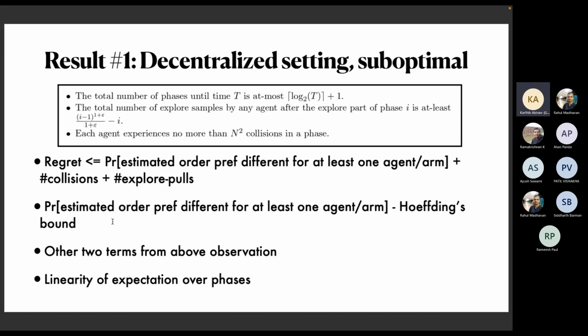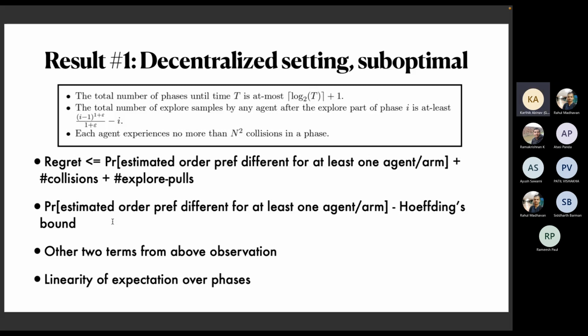First step is how many times you make an error, conditioned on the fact that you're not colliding. You would get that from just keeping track of these empirical means and seeing deviations of those empirical means. And then every time there's a collision, you assume that you don't get any reward. So that's the worst case regret bounding. And then you also assume that your regret is one at each time step in all those exploration pulls.